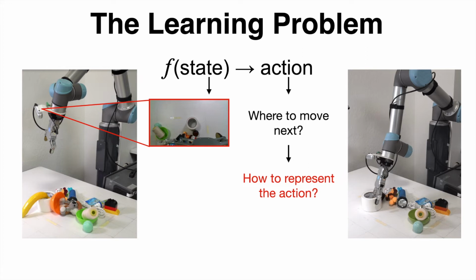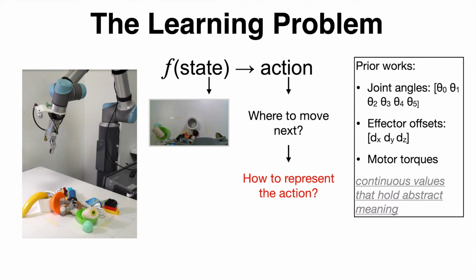A critical component in this problem formulation is the choice of action representation. Many recent works choose to represent actions using continuous values that hold abstract meaning, such as the end effector offset or joint angles. The issue with this representation is that the mapping between the actions and their corresponding effects on the state needs to be explicitly learned, or in many cases memorized by the network, which makes the algorithm very hard to generalize to new state and action pairs.